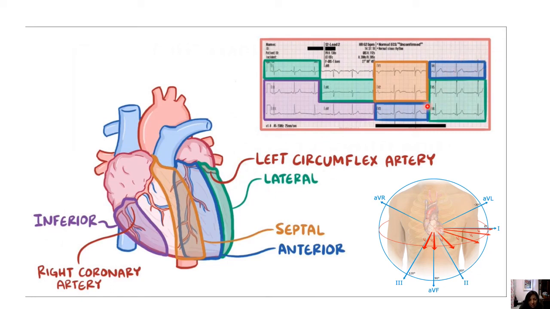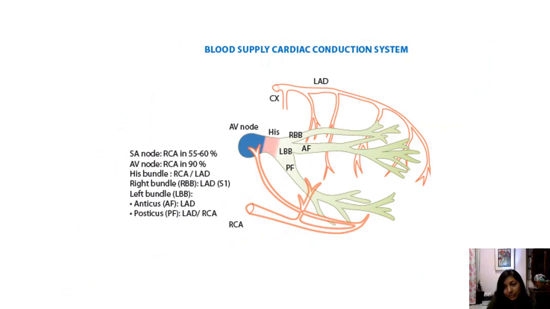Sorry, let's not look at the left circumflex. Let's look at your septal area, which is usually represented by V1 and V2, and your anterior wall, which is normally V3 and V4. So that's usually the classic representation, and you can recall those orientations of the leads from this image.